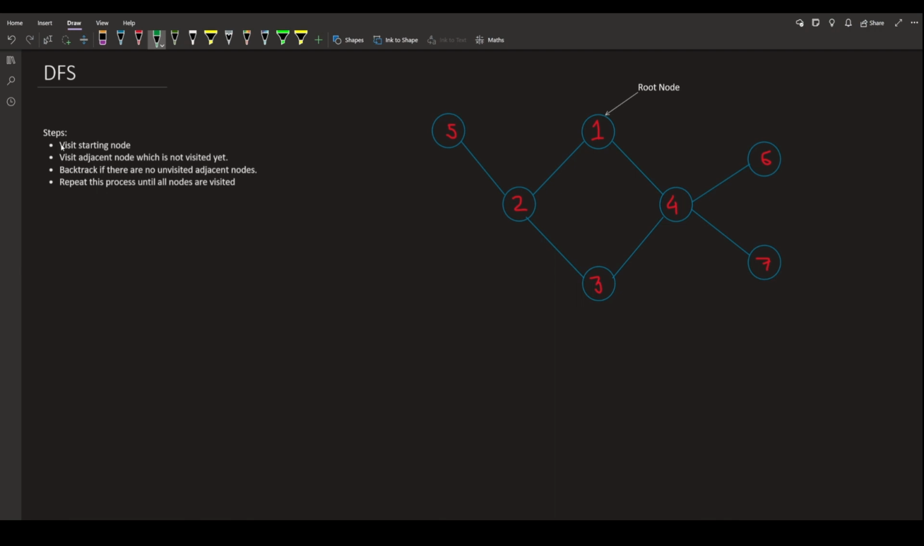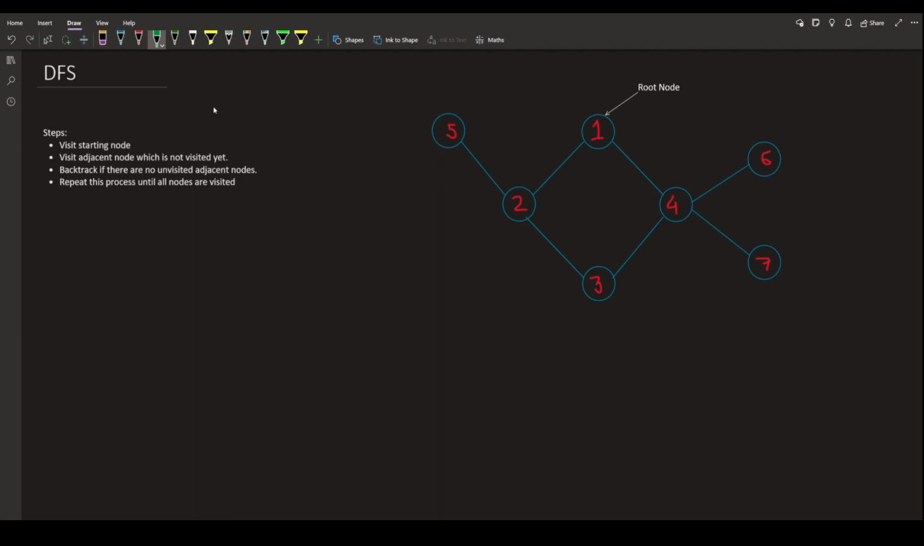So first step is visiting the starting node. So we will be first visiting our root node. Then secondly, we will be visiting the adjacent node which is not visited yet for the current node. Then we will be backtracking if there are no unvisited adjacent nodes for the current node. Then we will be repeating this process until all the nodes are visited in the graph.